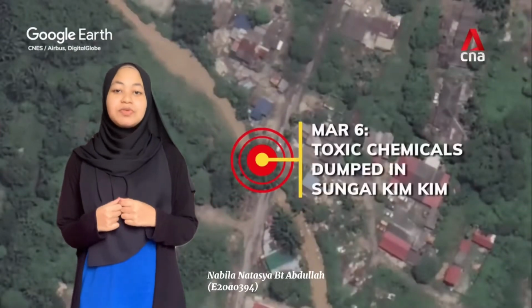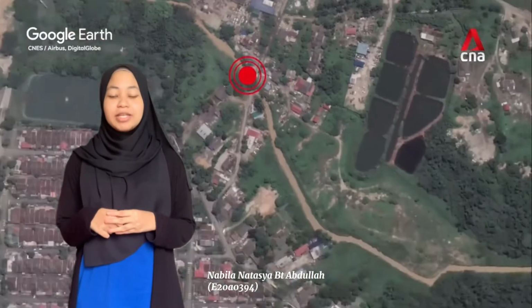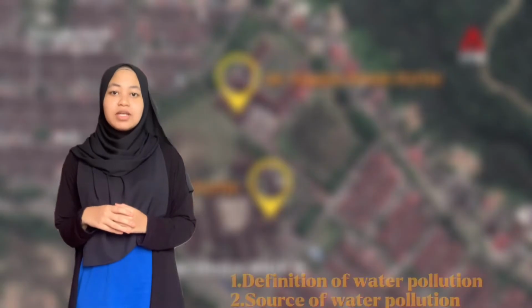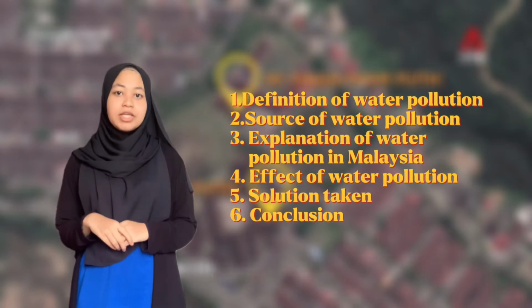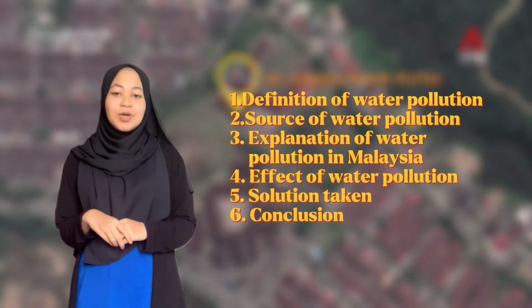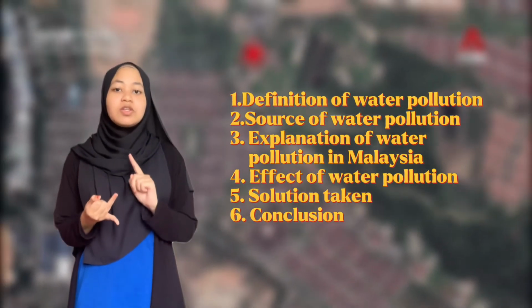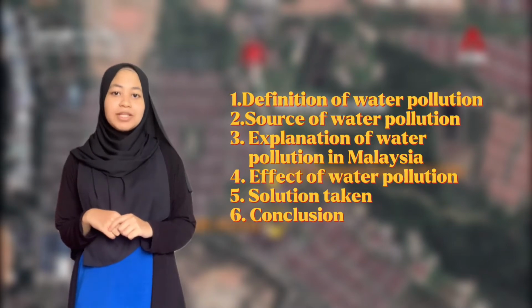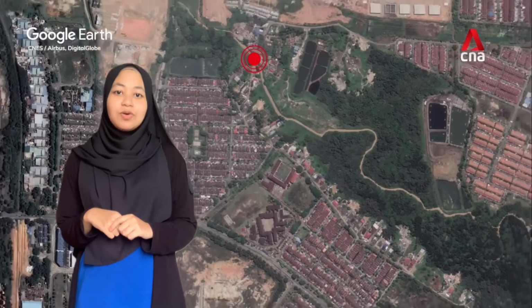Today, me and my groupmate want to discuss water pollution that happens in Malaysia. We are going to discuss in detail the definition of water pollution, the sources, and the explanation for water pollution that happens in Malaysia. Besides that, we are also going to discuss the effects, the solutions taken, and the conclusion for water pollution that happens in Malaysia. Without wasting our time, let's go through it together.